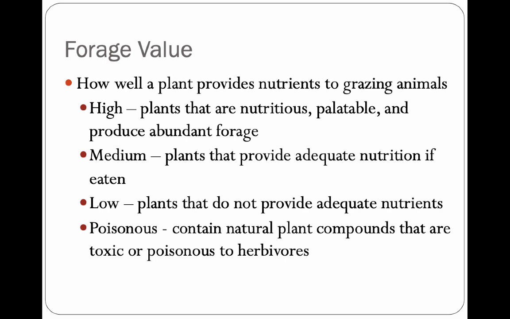Plants of medium forage value are going to provide adequate but not superior nutrition. And low forage value plants do not produce adequate nutrition at all. And then the fourth category is going to be our poisonous plants. And so they may have high levels of protein and energy, but they will also contain compounds that are toxic or poisonous to the herbivore.